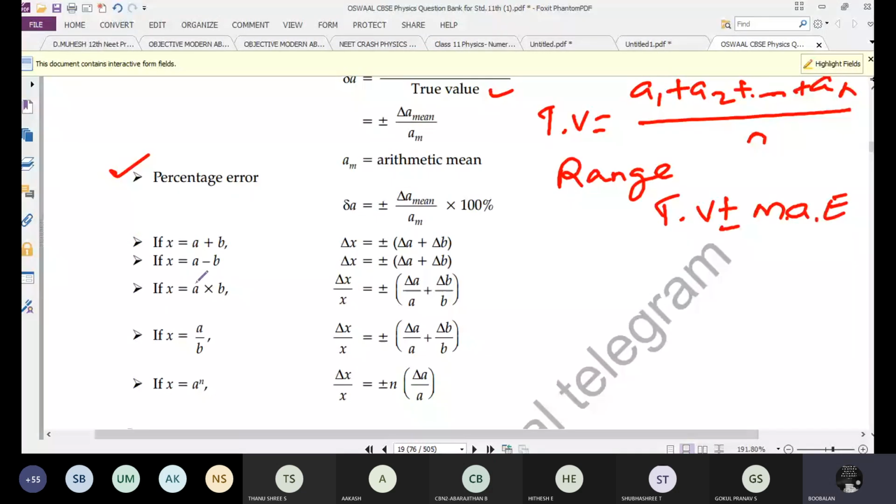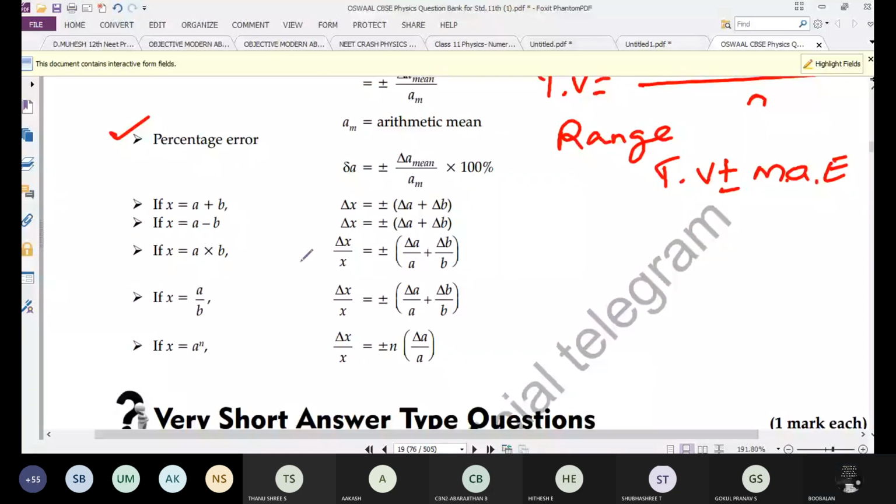Now if you want to add, A plus B, the error is del A plus del B. Del A means the mean absolute error of A. For A minus B, the same formula. Next, A cross B, that is a multiple: del A by A plus del B by B, the relative error of A plus the relative error of B. And division, A by B, is also the same formula. So this is the power.